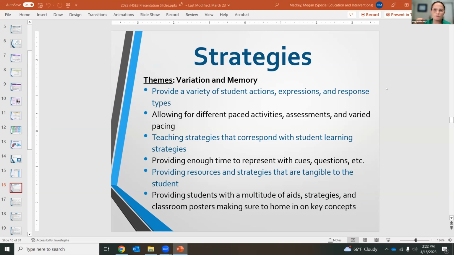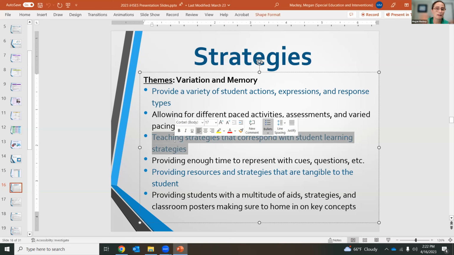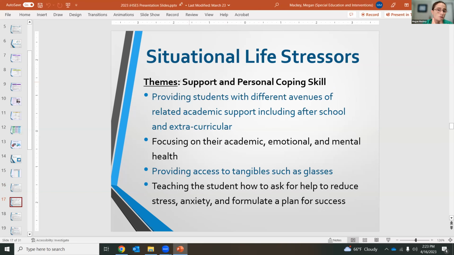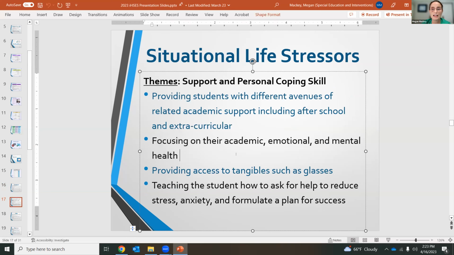For example, a strategy for variation in memory is to teach strategies that correspond directly with the student learning strategies. That's one. Let's look at this next one, situational life stressors: getting support and having personal coping skills. For example, focusing on students' academic, emotional, and mental health. So everything, not just focusing singularly on the content they need to meet the threshold.